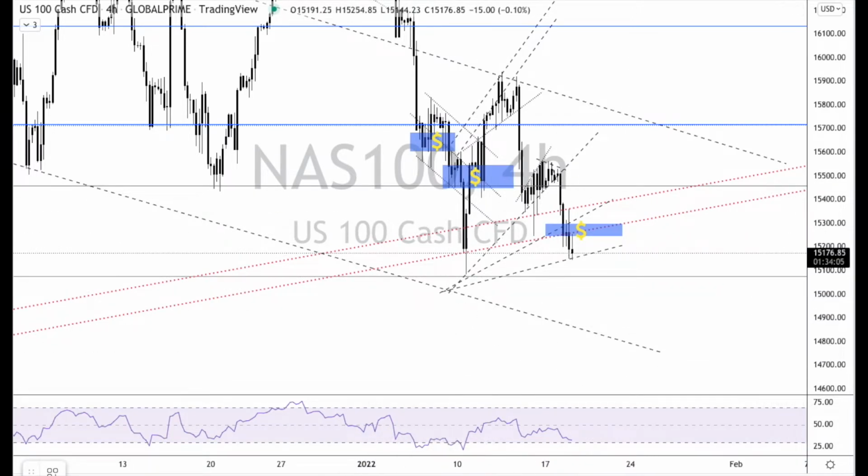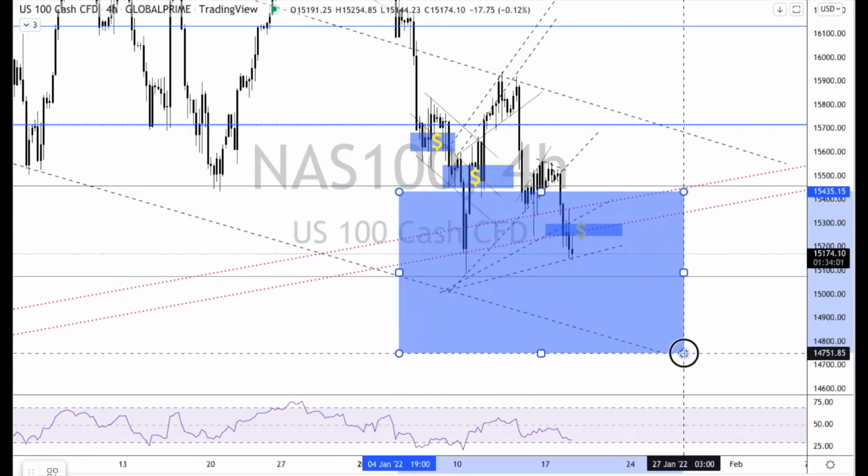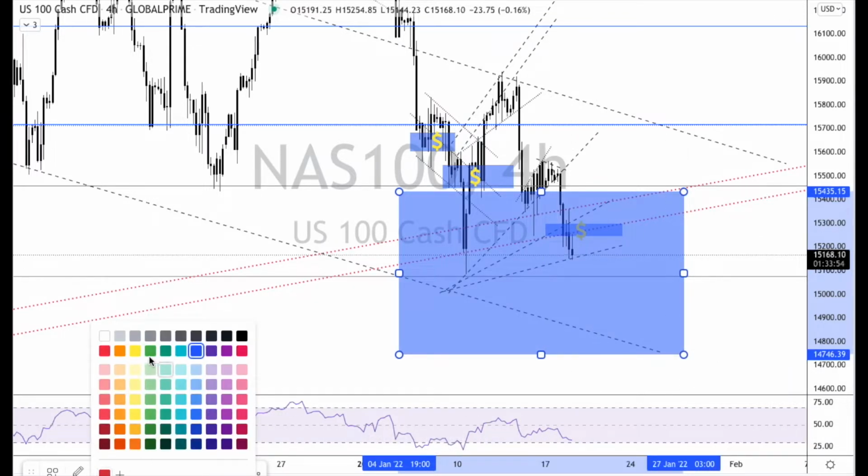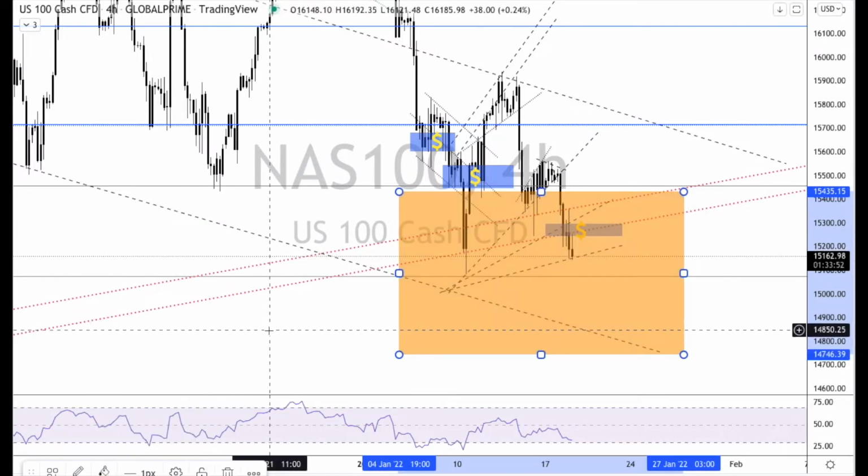So if I was just to draw a little box, you see exactly what I mean. So anywhere, the lower you get it, the better, but anywhere in this zone is a perfect opportunity to pick up some NAS, right? And once again, this is not financial advice.